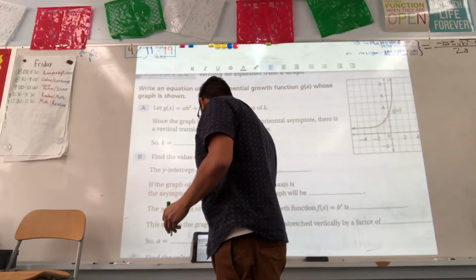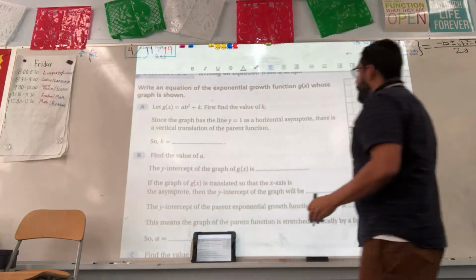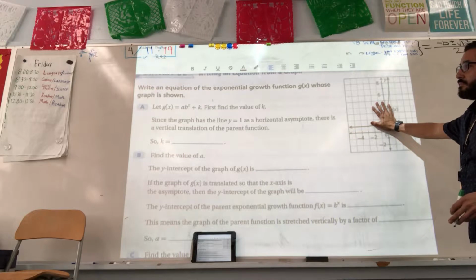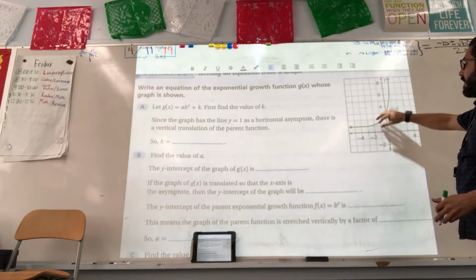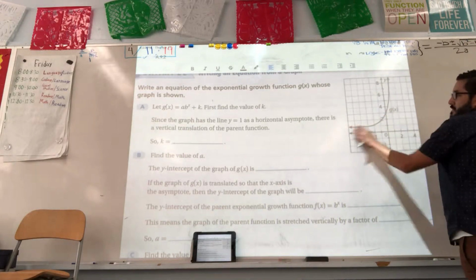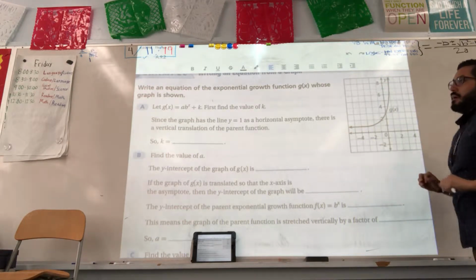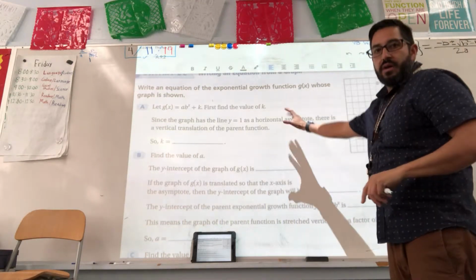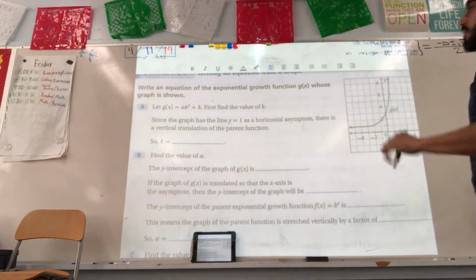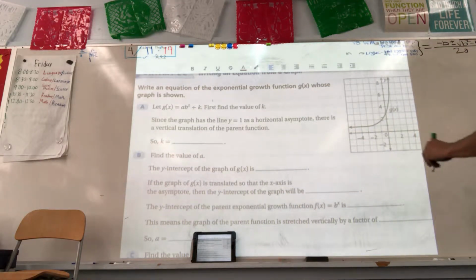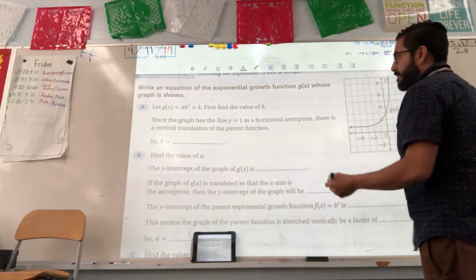So I'm going to shrink this up a little bit. So we have this graph right here, okay? And we want to know, how did we get this? So let's walk through the steps. There's about 4 of them. Okay, so let g of x equals a times b to the power of x plus k.